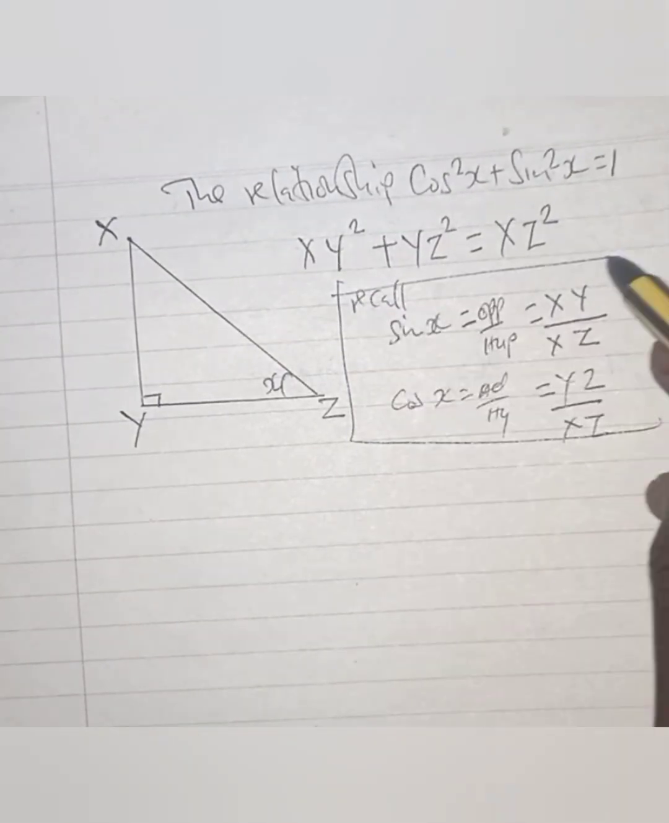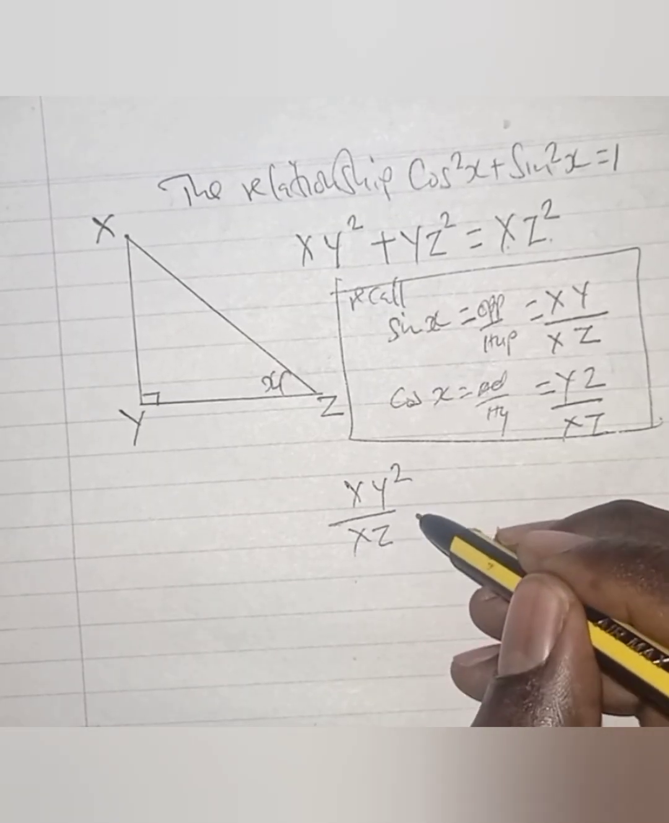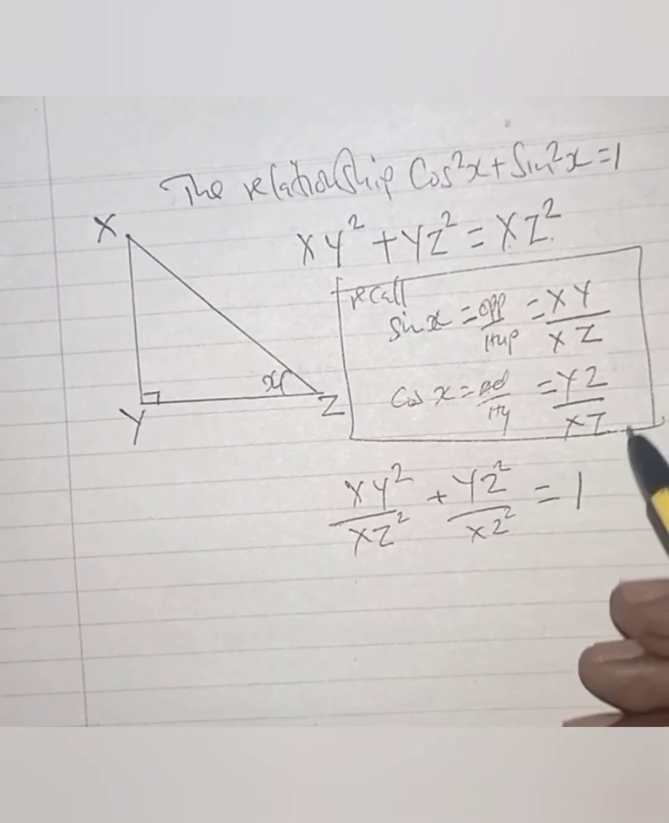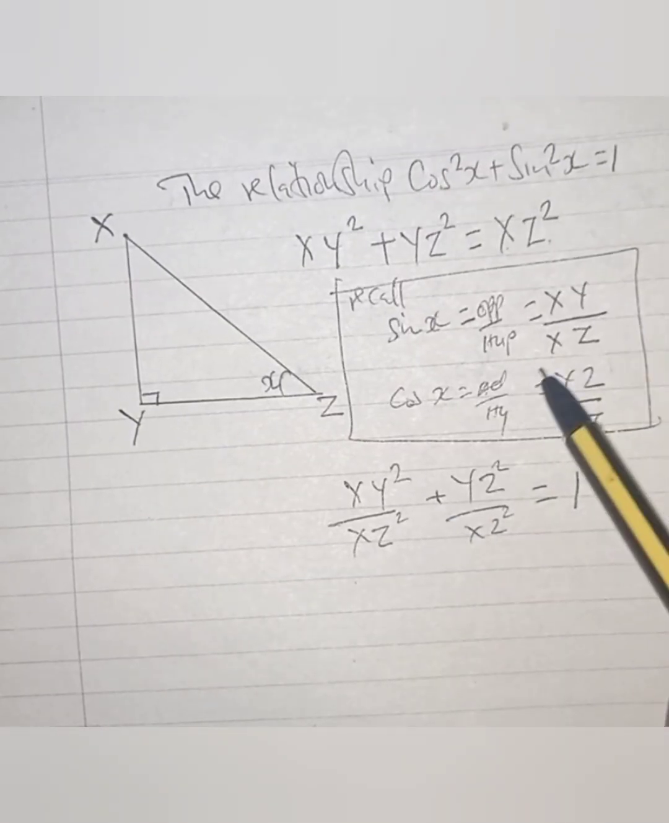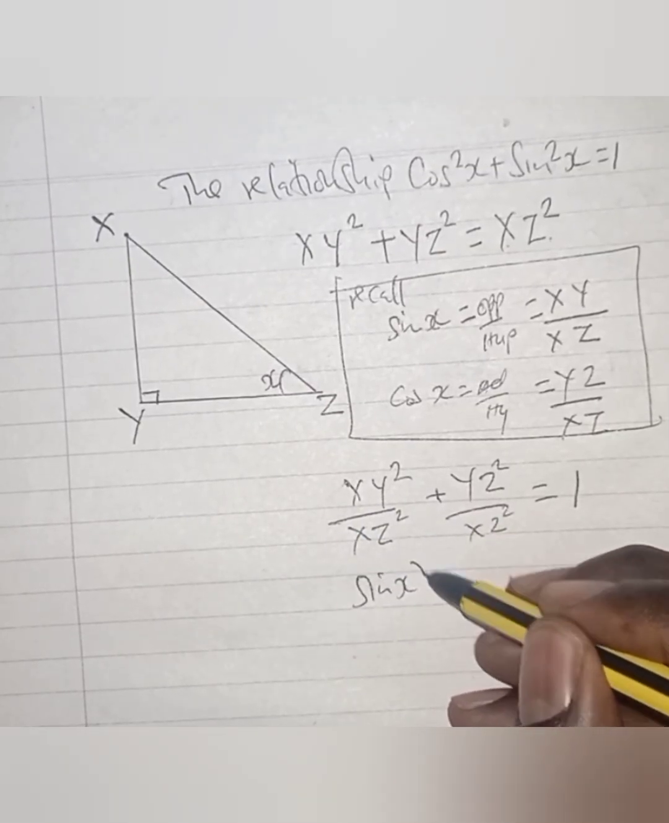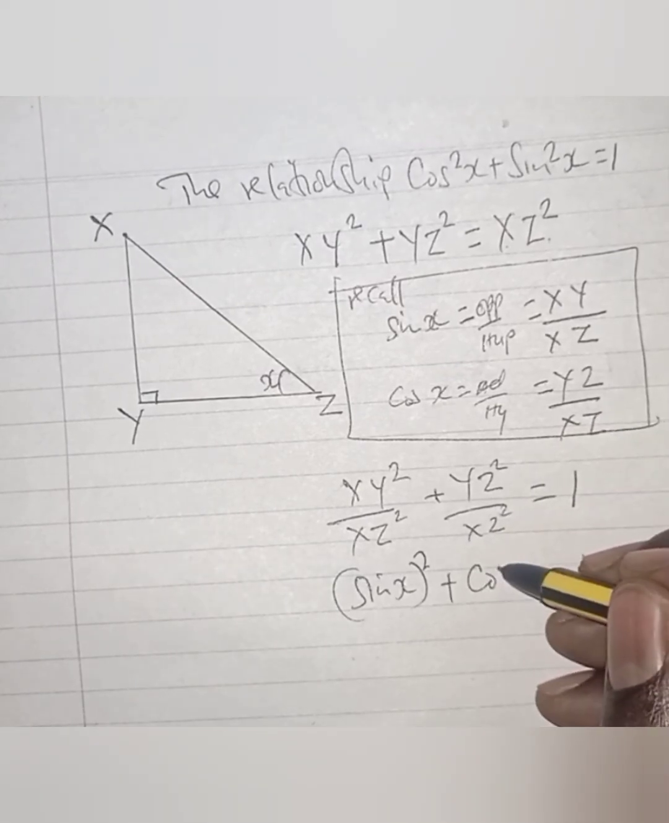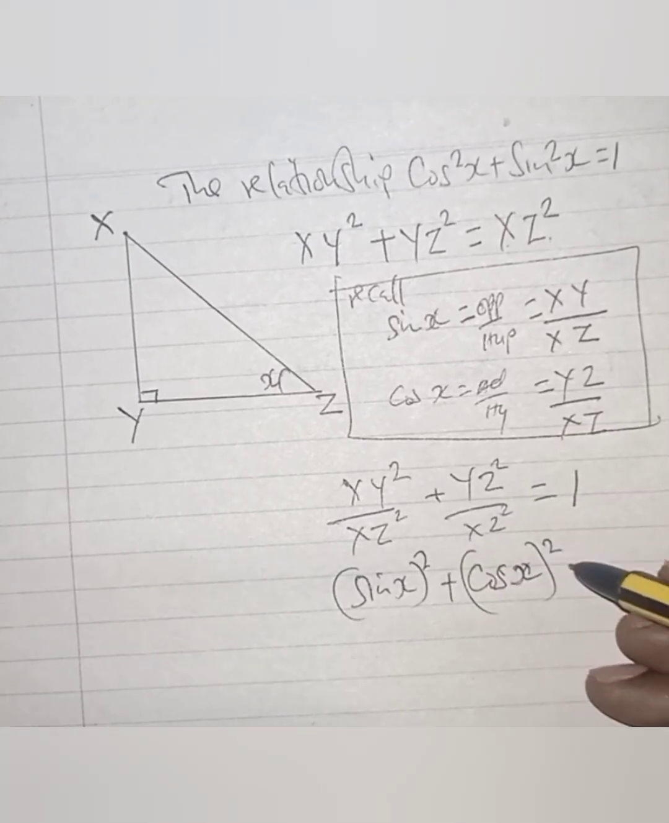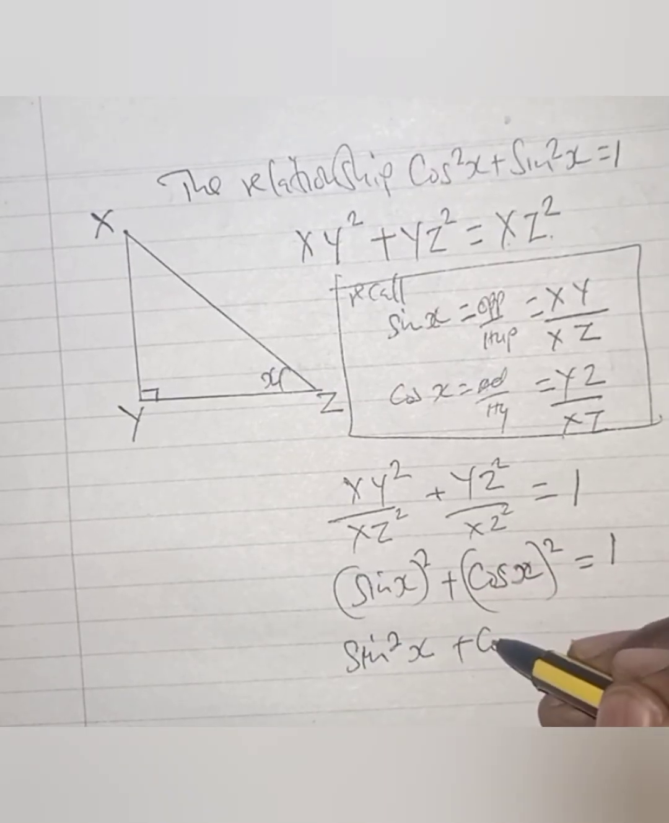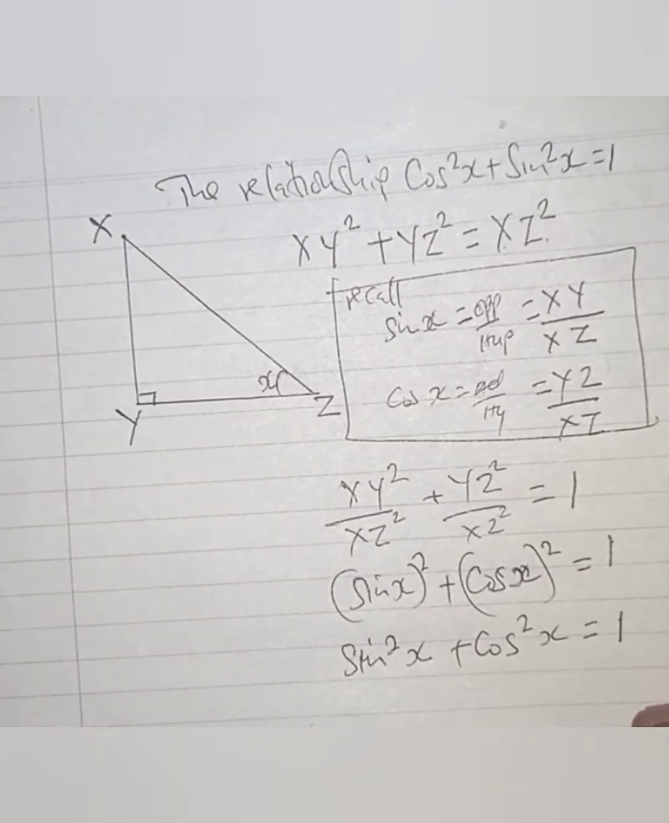Now having this in mind, let's divide by XZ squared on both sides. So we have XY squared divided by XZ squared plus YZ squared divided by XZ squared is equal to 1. Now you can replace XY over XZ with this one, so here we have sine x squared plus, this one is cos x, squared, equal to 1. We can also write it like this: sin squared x plus cos squared x is equal to 1. That's the relationship between cos squared x and sin squared x, which is equal to 1.